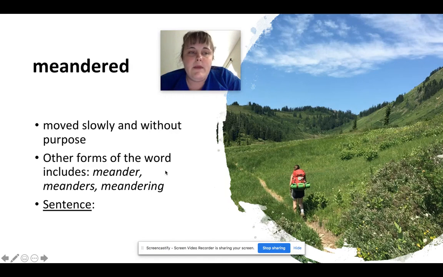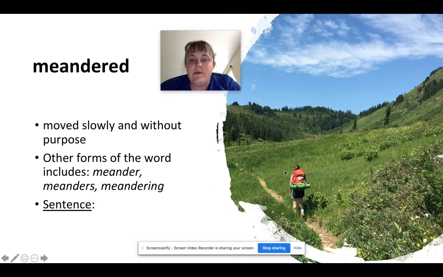Moving on, I've got meandered. And I love this word. You know how we talked about the word collector last week? Some words that you just love to hear. Meandered is a cool word to say. And try and use it in a sentence sometime today. Like, I meandered through the room, or I meandered through the house looking for my toys. It means moved slowly and without purpose.